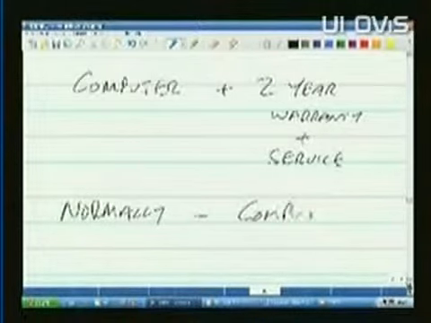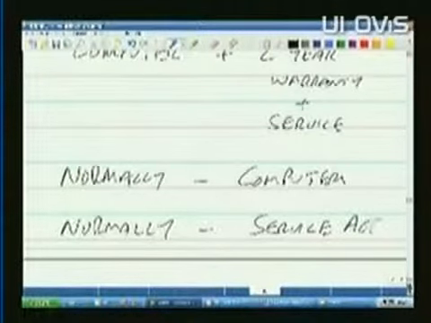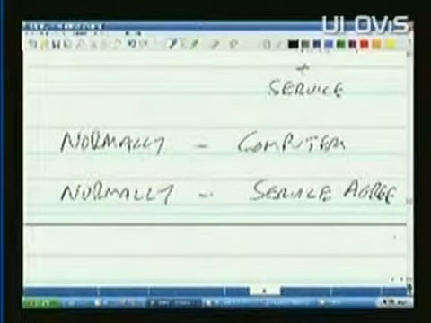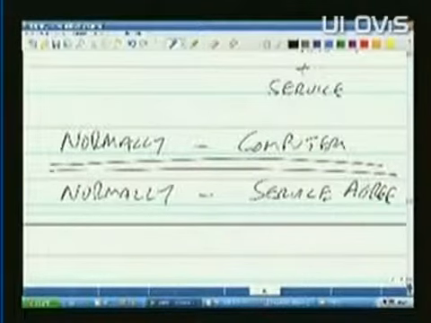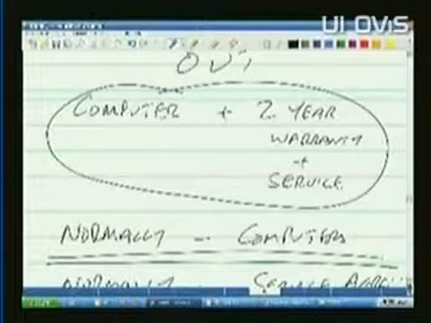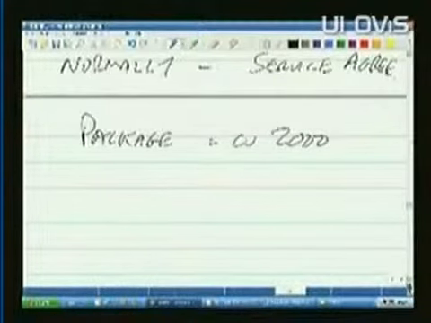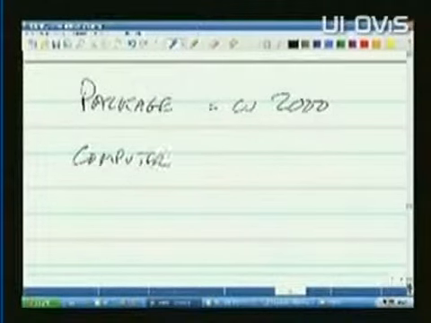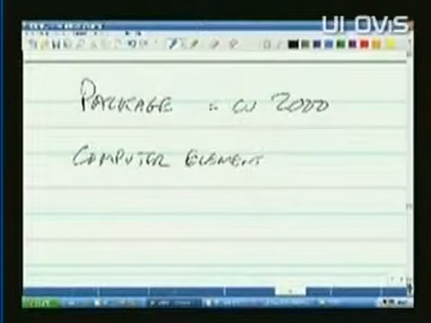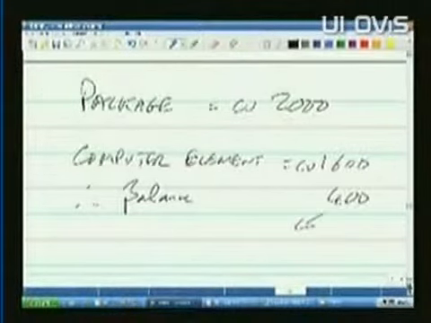Well, normally people buy computers, and normally you can buy service agreements separately. So if I can buy my computer separately from the service agreement, what you would have to do is, for the combined package, split out the different sources of revenue. So if we said, for example, that the package cost me 2,000 currency units, the computer element, and again, this would be based on fair value, so based on what I could buy the computer for elsewhere without the service contract embedded within it, might be, say, 1,600. Therefore, the balancing figure of 400 must relate to the service agreement.